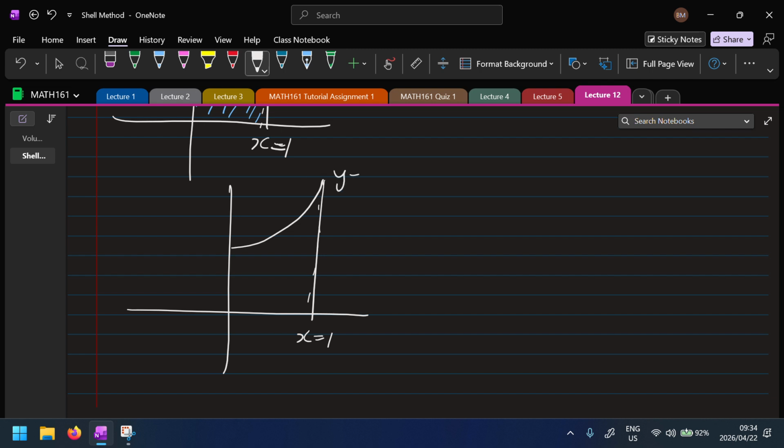Okay, so we have y equals x squared plus 1. Going along the x-axis, that's going to be the radius for the shells. The height is whatever the parabola value is. And then they're going to loop around the y-axis.